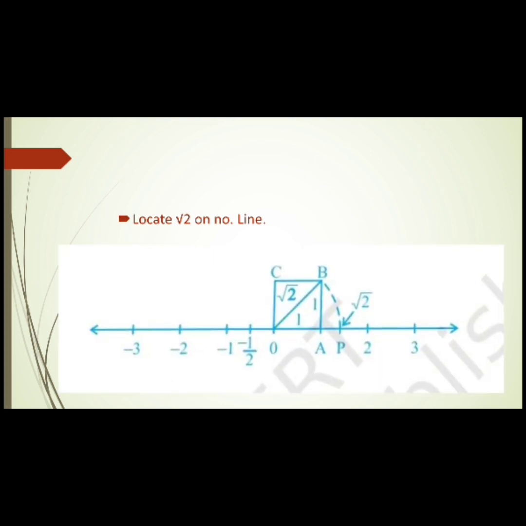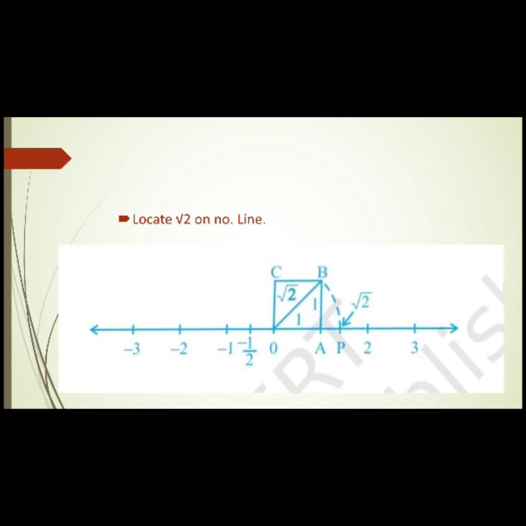So for this, let us understand it with this diagram. Under root 2, firstly you have to draw a square on any side of your notebook. Square how? Look at this figure.